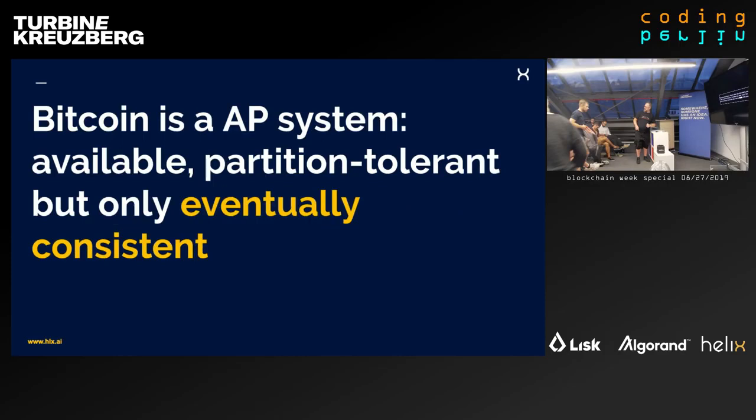From the distributed systems point of view, Bitcoin is AP, like in the CAP theorem, it's actually an AP system. So it is available, which means that you can always submit a transaction to a full node. It is partition tolerant, so even if the network is partitioned, it continues to function, but only eventually consistent, which means that if the network heals after the partition, then there is a reconciliation process, and there is this famous rule which actually tells you how to reconcile.